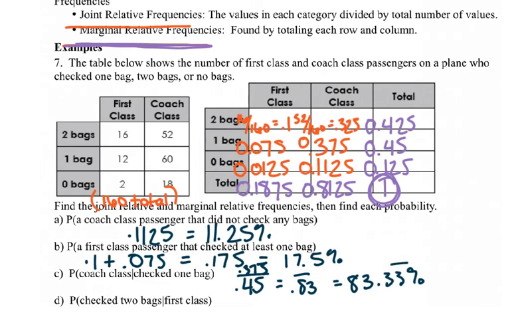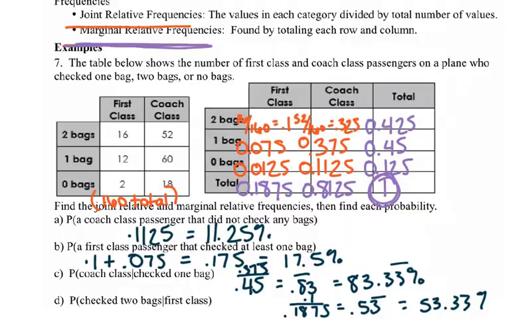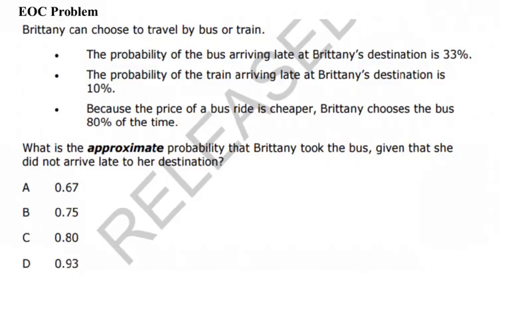And the very last one, the probability that they checked 2 bags given they were first class. There are 0.1875 first class. Out of those, the people who checked 1 bag were 0.1, which gives me 0.53 with the 3 repeating, which is the same thing as 53.33%. Okay, so we did that.